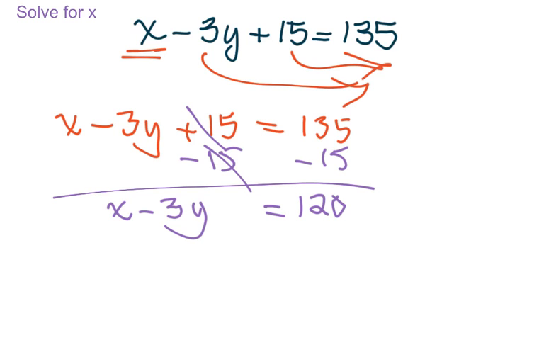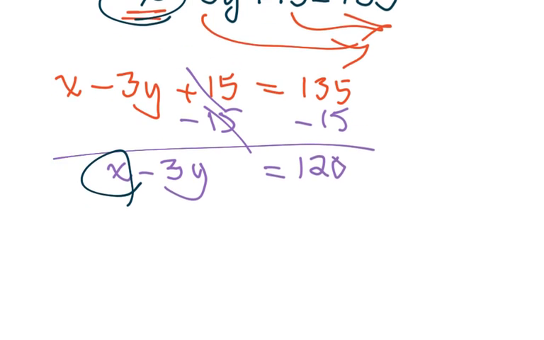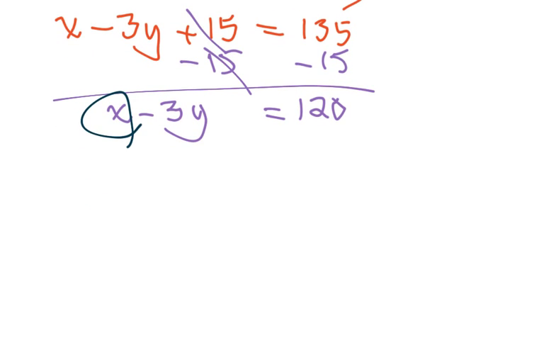Remember, ladies and gentlemen, we are solving for x. So I need to get x by itself. And when I get x by itself, that means I need to move this 3y over. In order for me to move the 3y, I am going to add 3y to both sides.